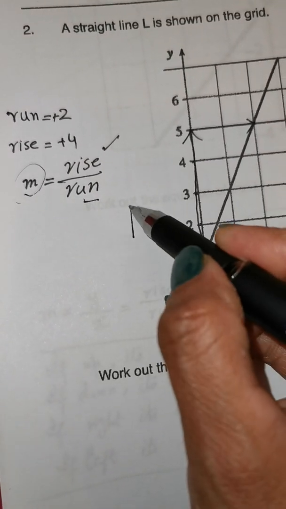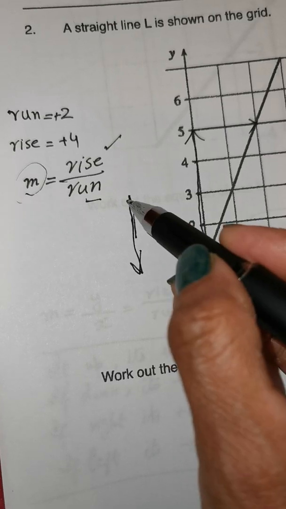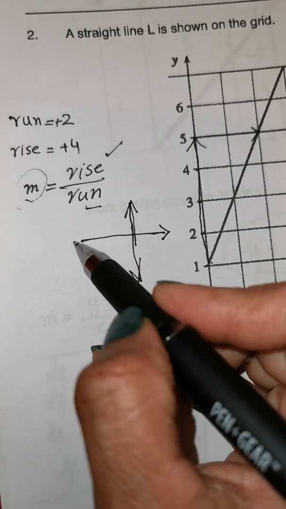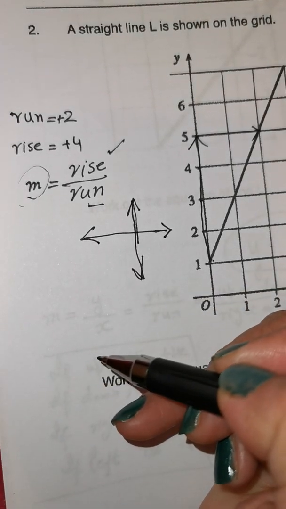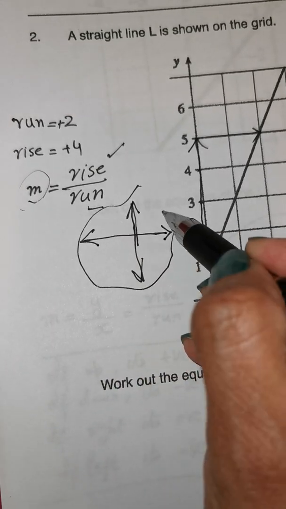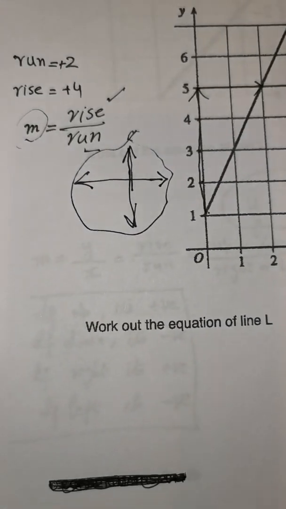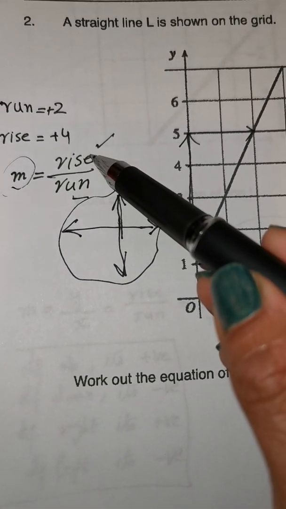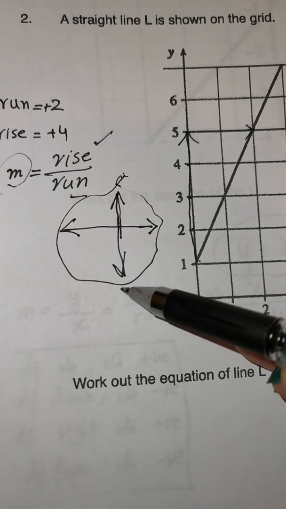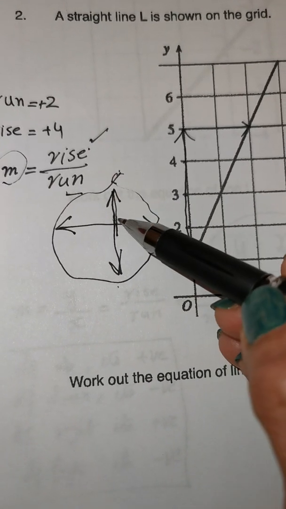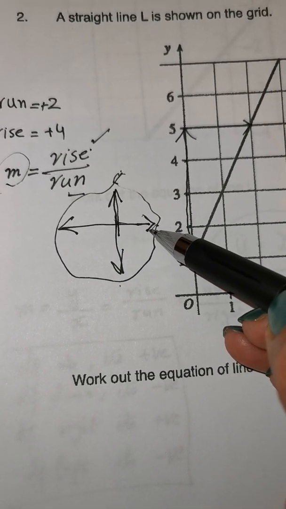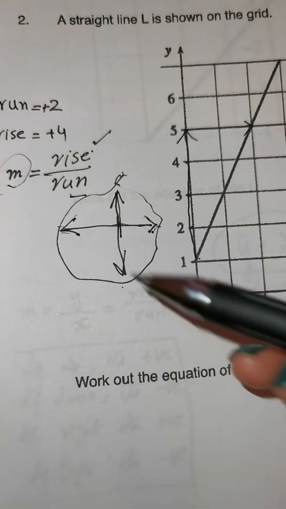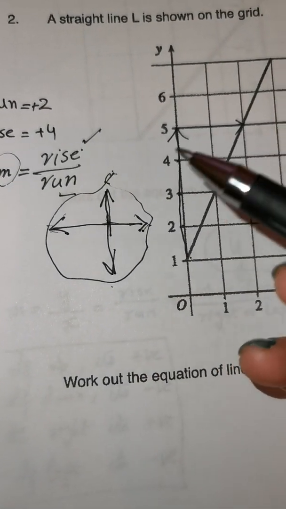Rise means you are going up or going down, right? And run means you are going to the right hand side or left hand side. So keep this form of slope in mind. When you are going up, it will be positive rise. When you are going down, the rise will be negative. If you are going to the right hand side, run will be positive, but if you go to the left hand side, run will be negative. So this is another thing you have to remember.